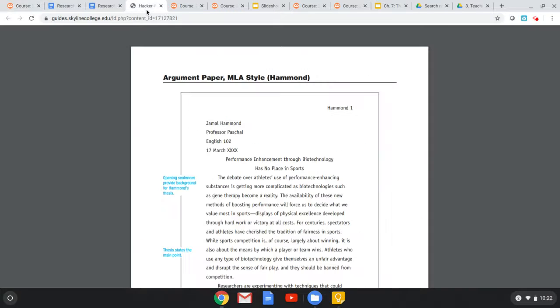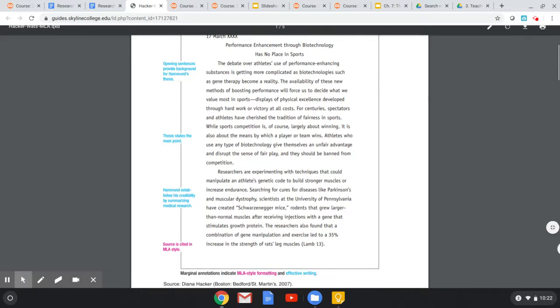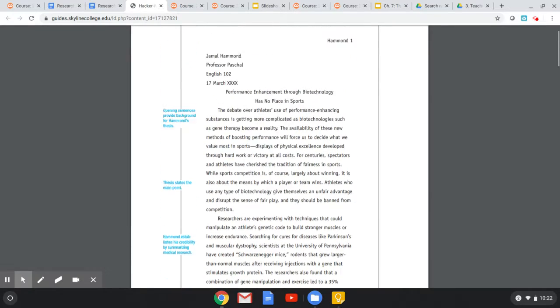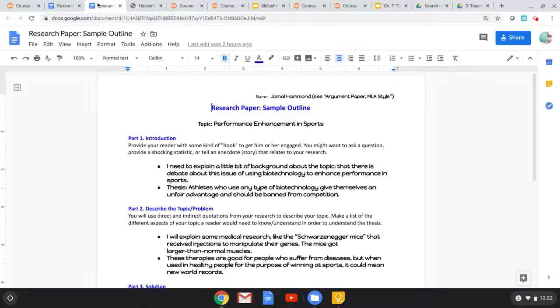One is a sample paper that you can use as an example of what the paper might look like. It's in MLA style, but the works cited entries are in a previous version of MLA style, so you want to ignore those. Just pay attention to the way that this particular argument paper is structured. Then what you're going to do is look at the sample outline that's based on that paper.